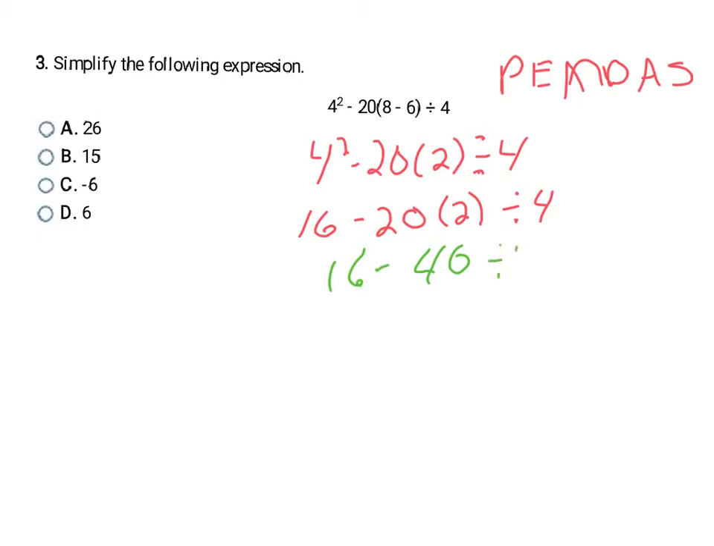And then I still have that divide by 4. So I do 40 divided by 4 last, which is 10. It's going to have 16 minus 10, which is 6. And that's going to make my final answer D.